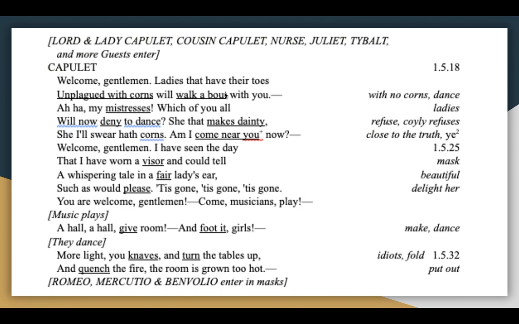He says, "Aha, my mistress, which of you all will now deny the dance?" So he says, my women, who will say no to a dance? "She that makes dainty, she elsewhere have corns." So any woman who denies the dance for me must have corns on her feet. "Am I come near you now?"